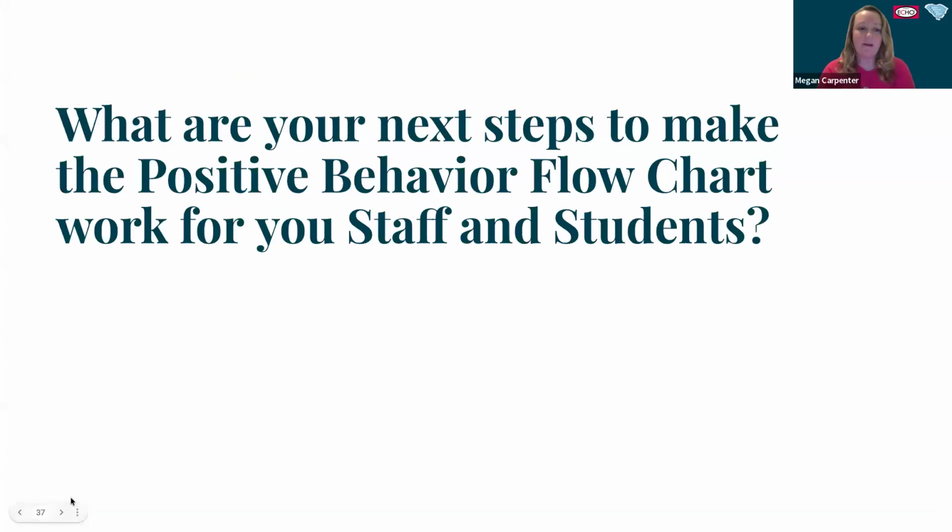So kind of in wrap up here, what are your next steps to make the positive behavior flowchart work for you, your staff, and your students?